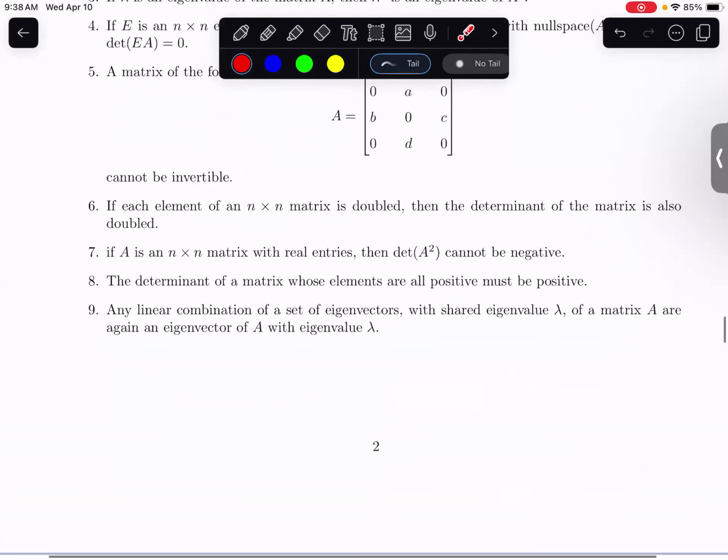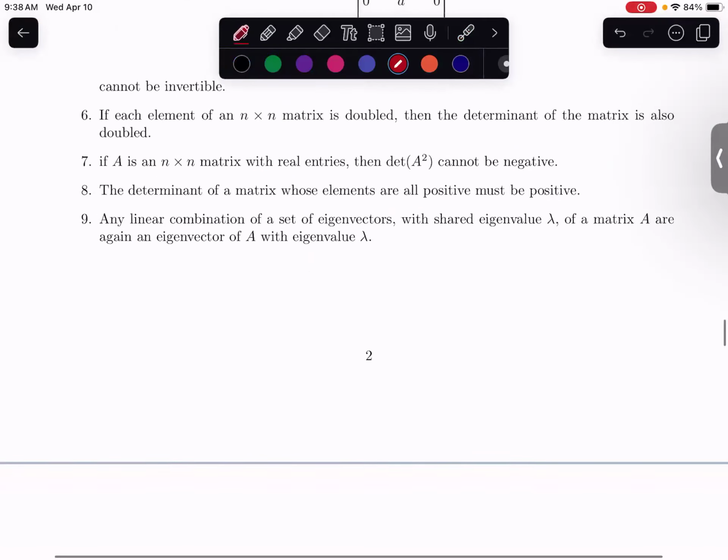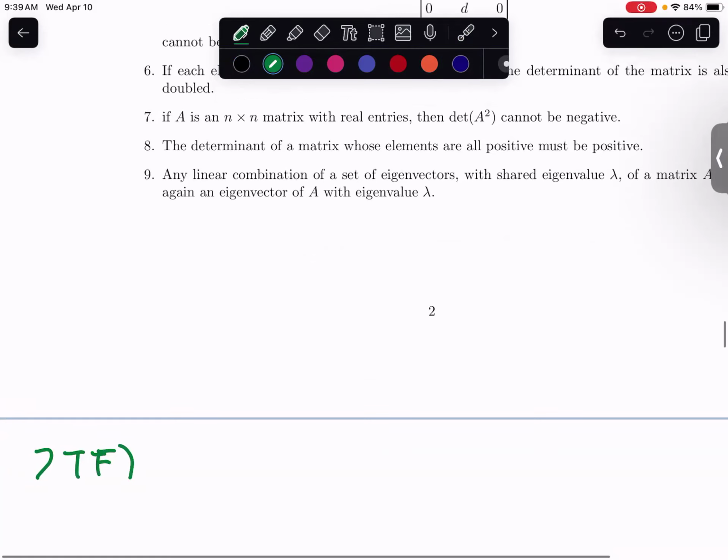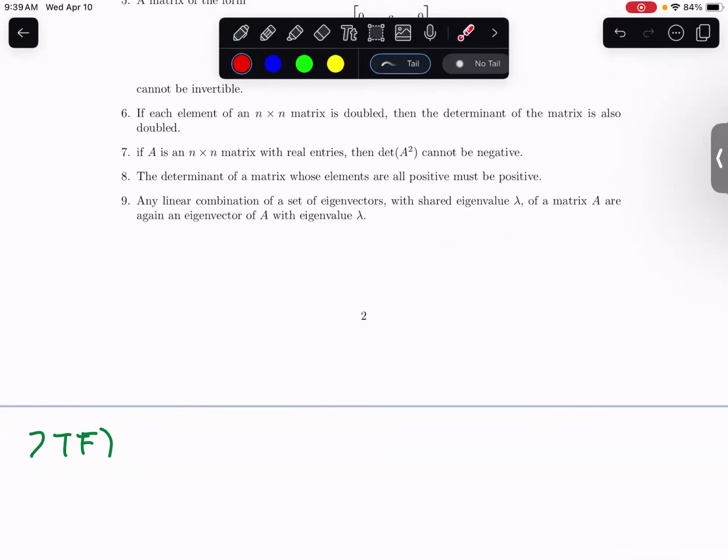So for problem 7, true or false, it asks: if A is an n by n matrix with real entries, then the determinant of A squared cannot be negative. I guess with the true and false, maybe I should label it like this. Before I give the answer away, are there any ideas about whether this is going to end up being true or false? Does anyone know? Yeah, do you know why?